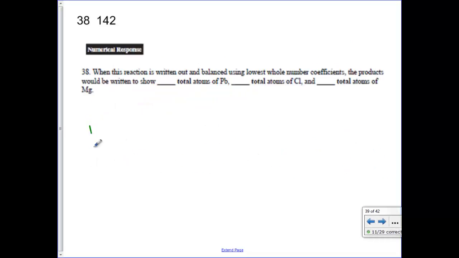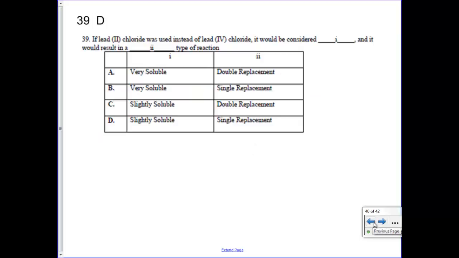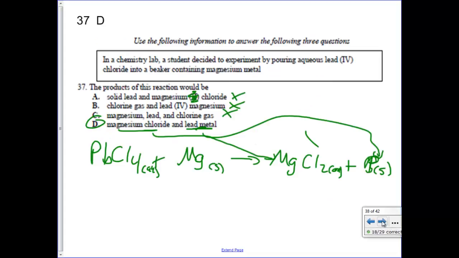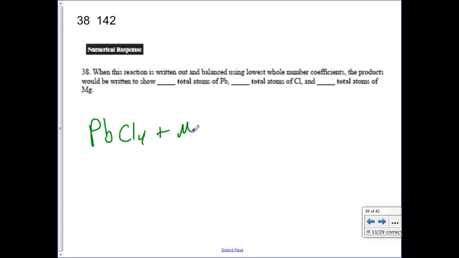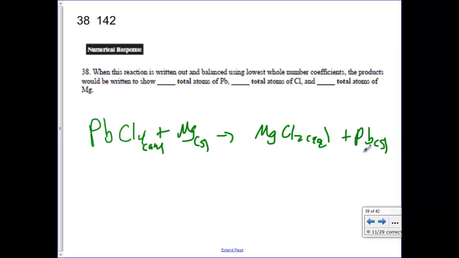Then you have to balance the equation. So let me rewrite it one more time. PbCl4, plus Mg, that was aqueous, that was solid. Made MgCl2, which was aqueous. And Pb solid. So now we need to balance this guy. And balancing is pretty straightforward. You just need 2's right here.